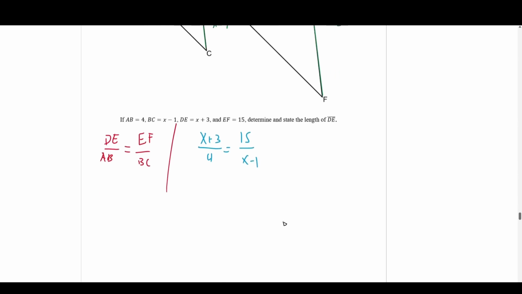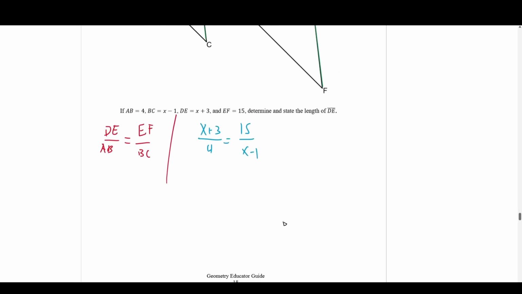So from here, all we have to do is cross multiply to solve for x. Here we have x plus 3, here we have x minus 1, so we're going to cross multiply them. That's x plus 3 times x minus 1, and then 4 times 15 is equal to 60. Unfortunately, here we have to solve this quadratic. So I'm going to expand these two parentheses out.